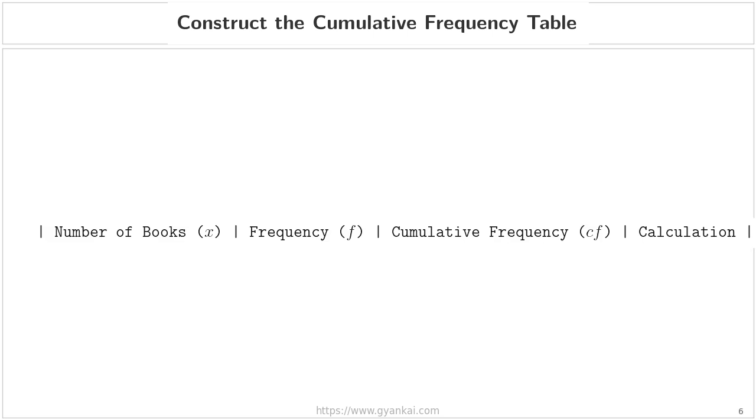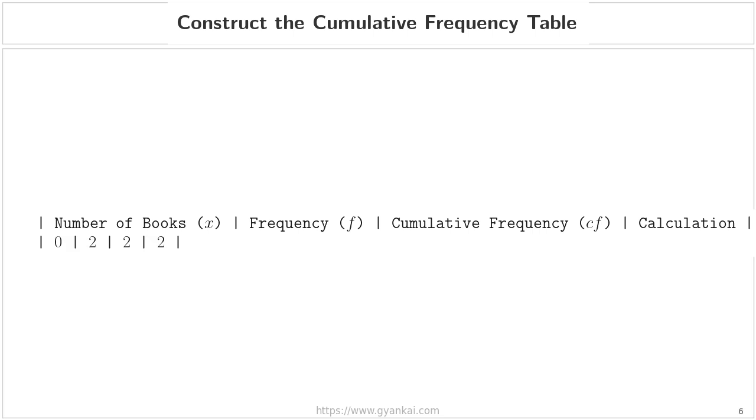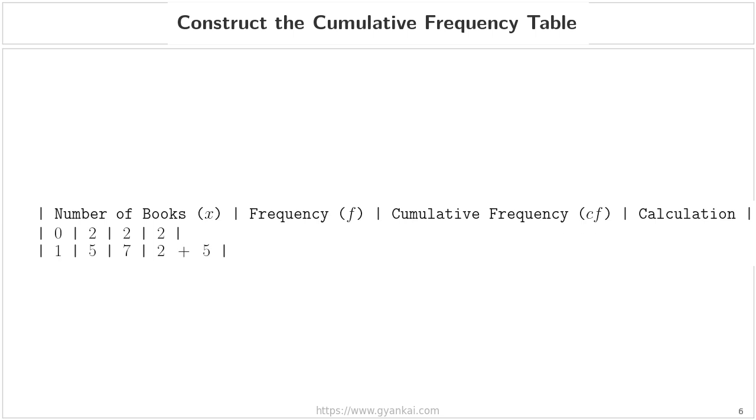Construct the cumulative frequency table. Now that we have our initial data from the previous slide, let's put the theory into practice by constructing our cumulative frequency table. Looking at the first row, for 0 books, the frequency is 2, so our cumulative frequency starts at 2. Moving to the second row, where the number of books is 1, we take that previous total of 2 and add the current frequency of 5, which gives us a new cumulative frequency of 7.